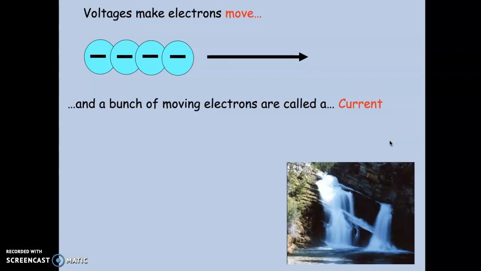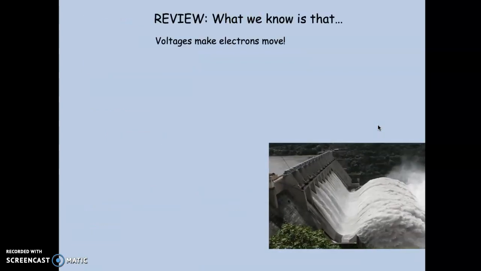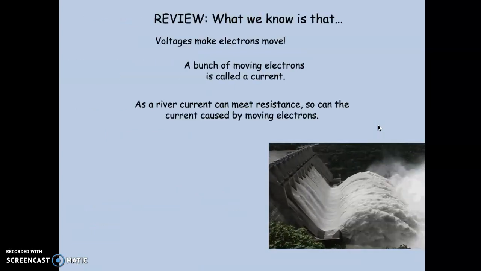And when they move, it's called current. Current's measured in amps, letter A. But in equations, you'll see it as an I. Okay? A is used for numerous other things, such as acceleration. So current is like a river of electrons flowing from one point to another. It's the path that we take. So voltage makes electrons move.